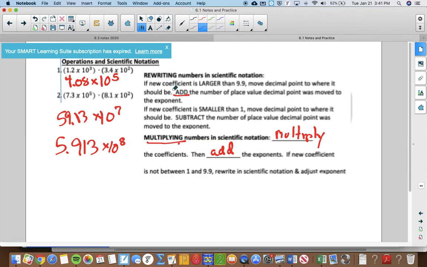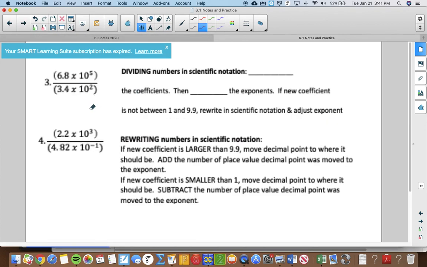Add the number of place values the decimal point was moved. I think that'll work. Subtract the number of place values the decimal point was moved. All right, let's move on to dividing.